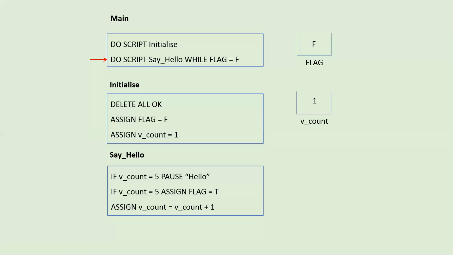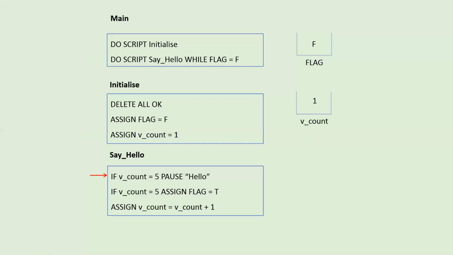So I need to check what is in this variable called flag. Okay, I see there's a false in there at the moment. That means I have to jump to the say hello script. So let's jump to the say hello script. And the first instruction there is this. If vCount equals 5, we need to say hello. Well, let me see, what is vCount? vCount is 1. Okay, it's not 5. I'm not going to say hello.